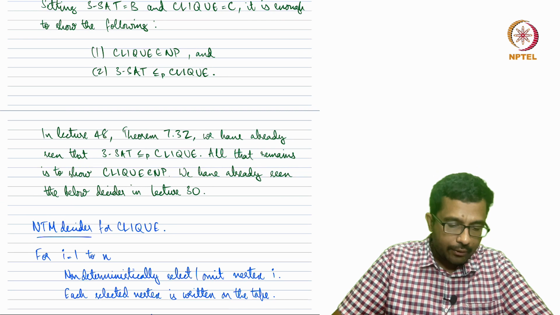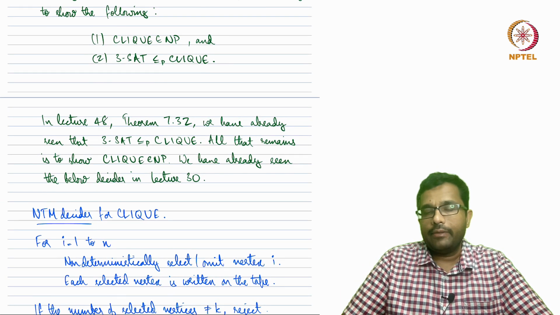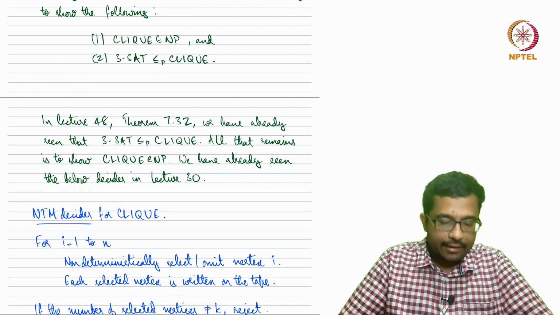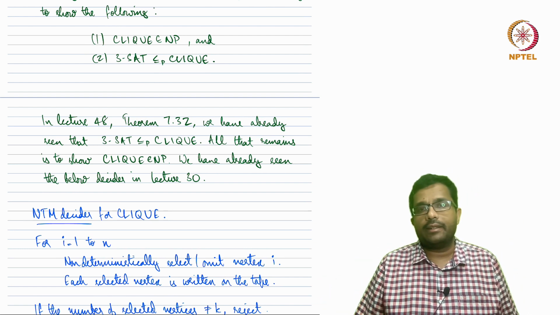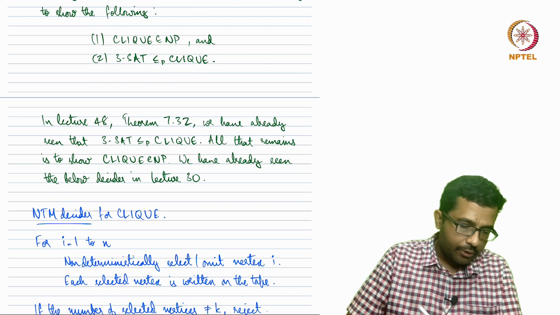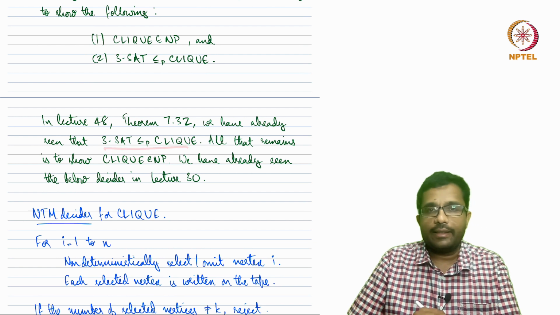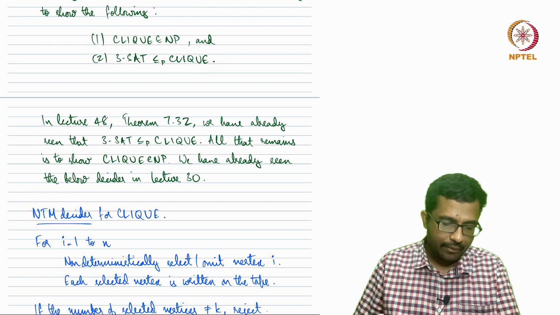In fact, both of these we have already done. In lecture 48, in the previous week, we showed that 3-SAT reduces to CLIQUE. We had a full reduction when we saw NP complete polynomial time reductions. So this shows that 3-SAT reduces to CLIQUE. Now all that remains is to show that CLIQUE is in NP.